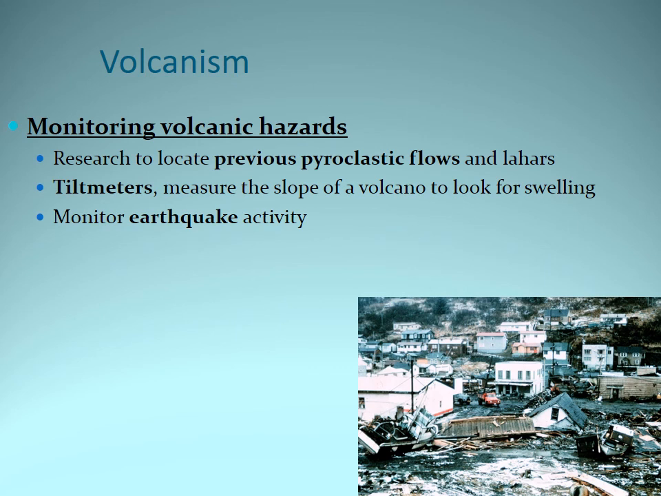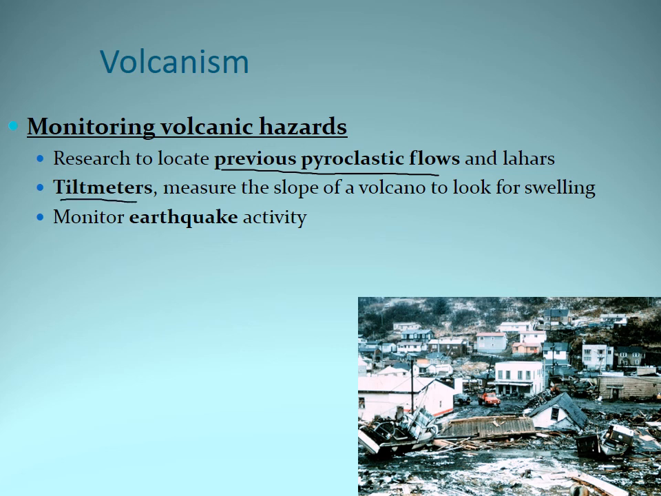Unlike earthquakes, which in general have very little to no warning, we can monitor volcanic hazards and have an idea of when the next volcanic eruption will occur. One way to do this is to actually look at the landscape around a volcano to see if we see previous volcanic flows in the way of pyroclastic flows. That way we have an idea of what type of volcanic hazards will come from an eruption.